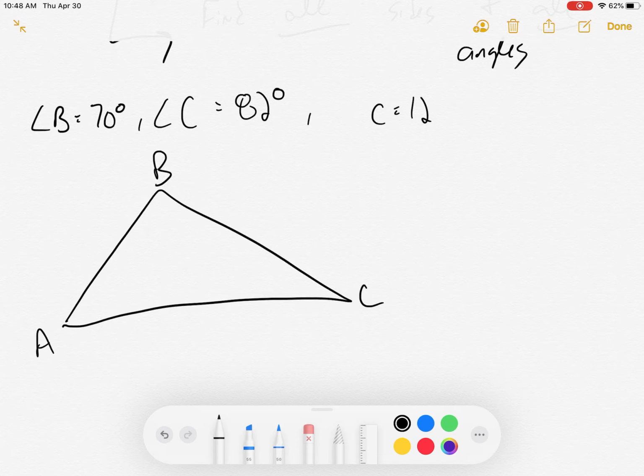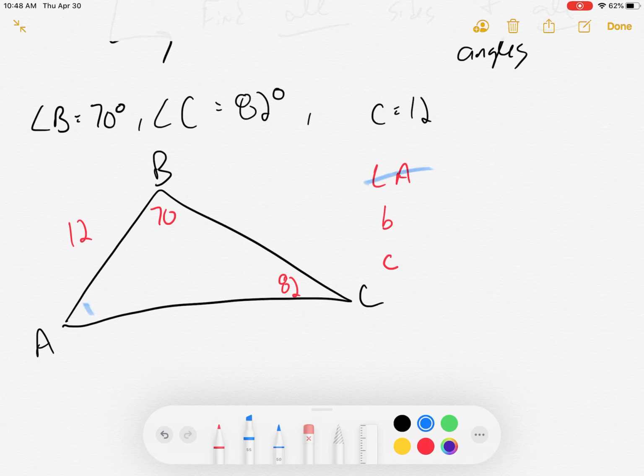Okay, let's call it, doesn't really matter, A, B, C. We know angle B is 70, angle C is 82, and side C is across from angle C. That's going to be 12. Oh, geez. So now we've got to figure out what angle A, side B, and side A all are.